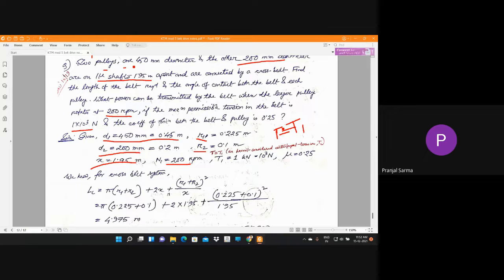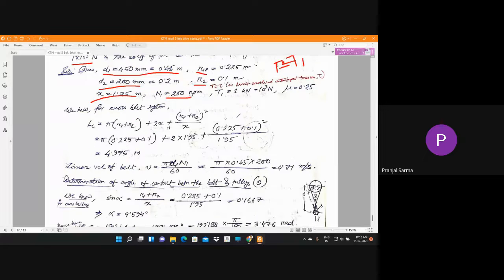As in the question, it is being said that the shafts are connected by cross belting. In this case, as they are asking to find out the length of the belt, just like the previous case, we just have to use the expression for cross belting. Using this known expression, pi into r1 plus r2 plus 2x plus r1 plus r2 whole square by x, we just put in every value, and we find out L suffix c, that is length of cross belting, equal to 4.975 meter.